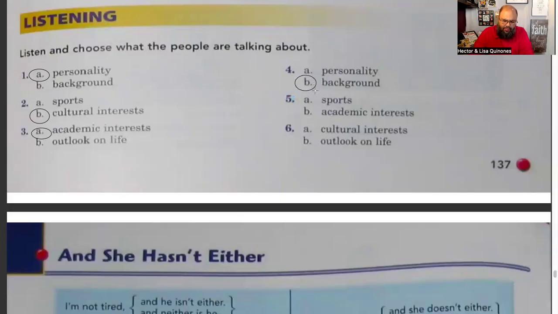Number five. I go swimming 3 times a week. What a coincidence. I do too.